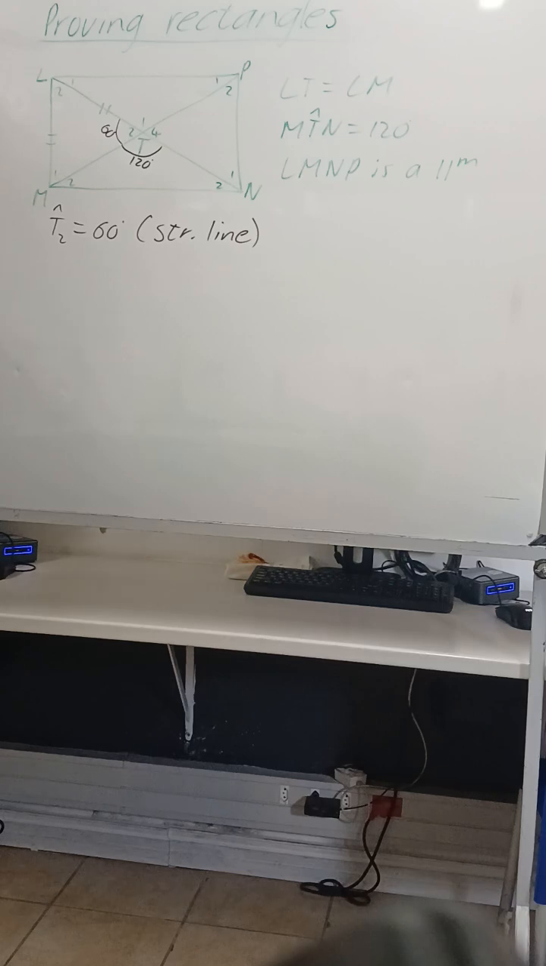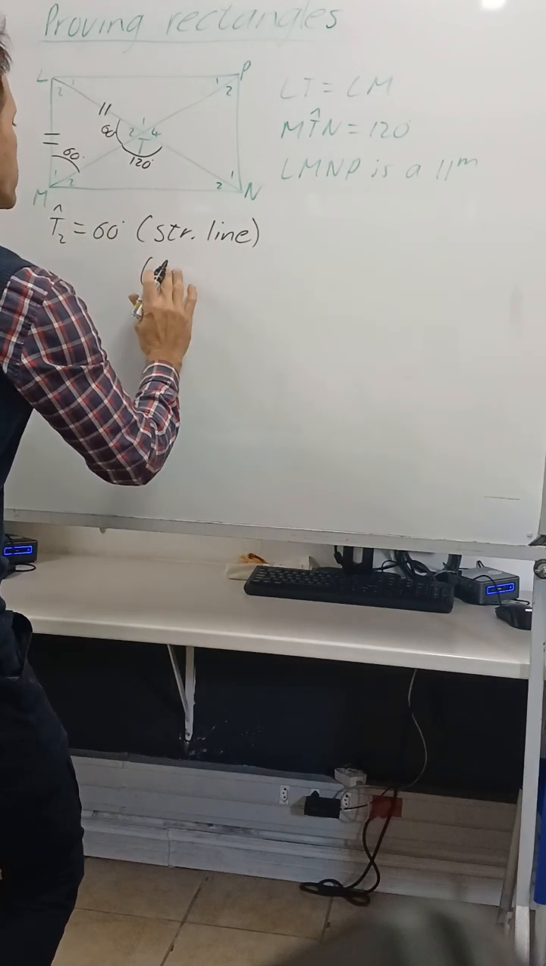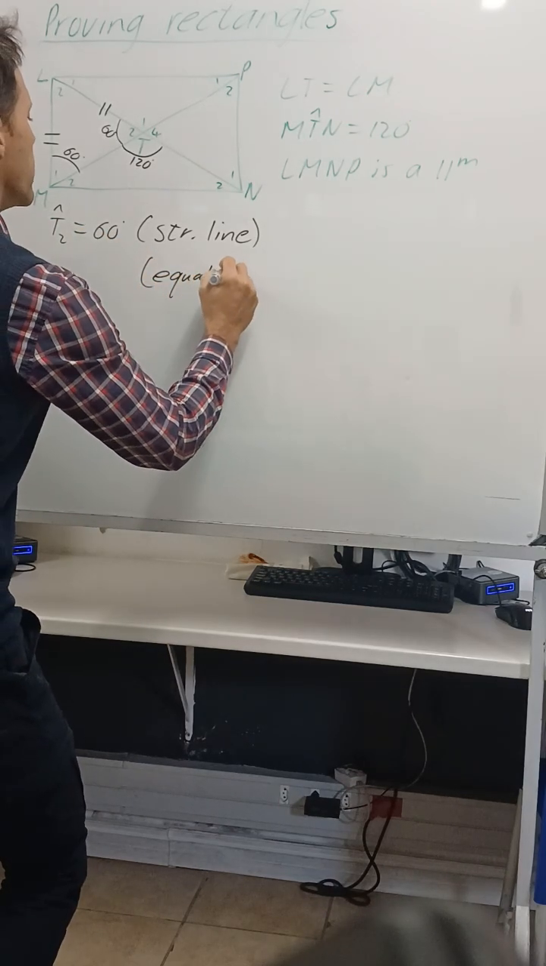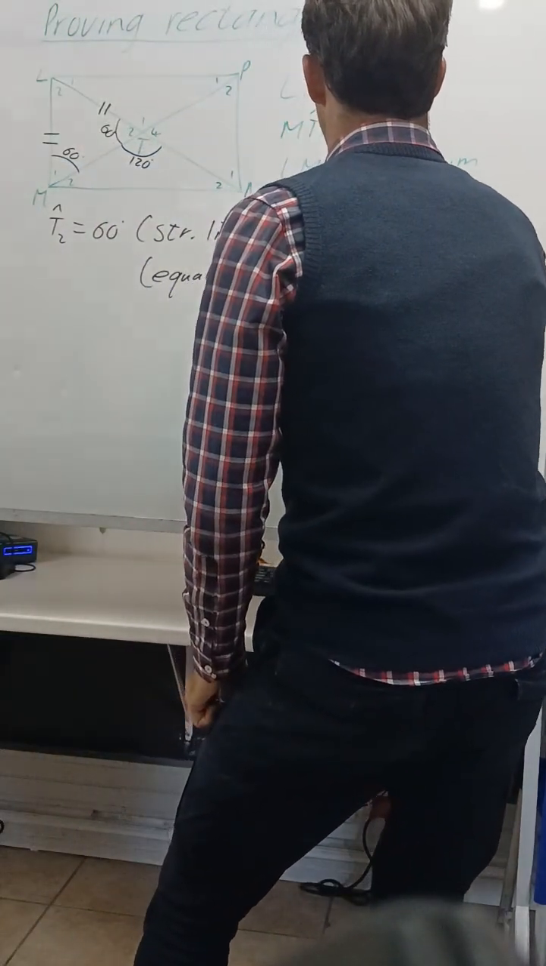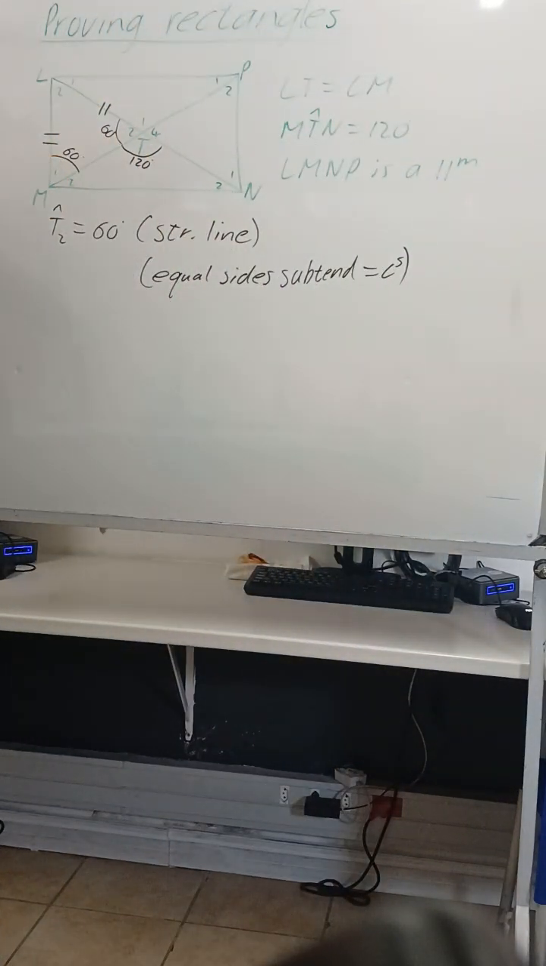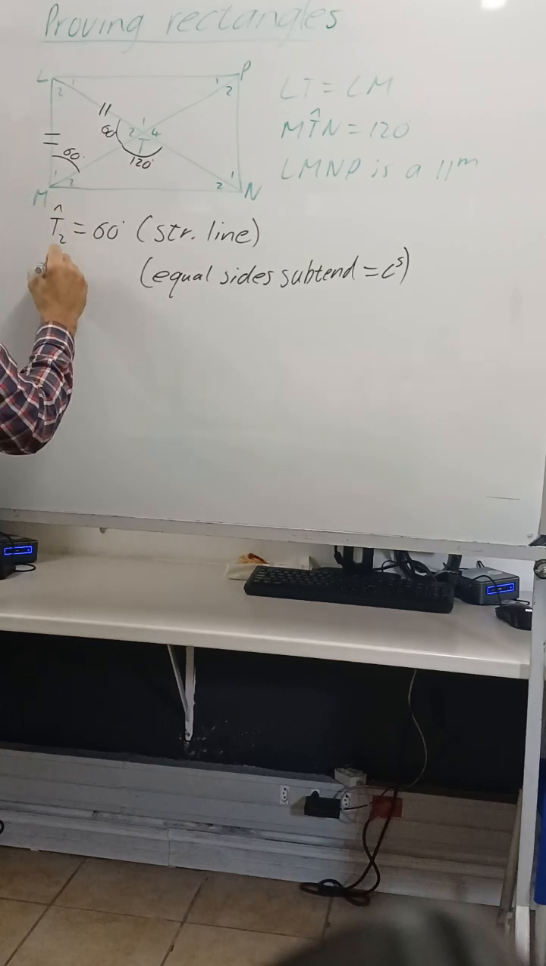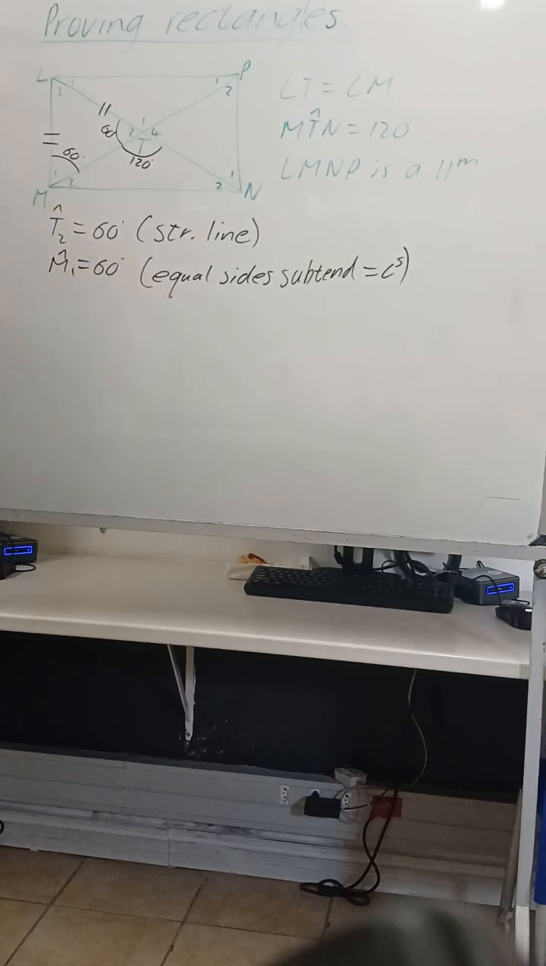Then we can say, but they told me that this side is equal to this side. Which means if this angle is 60, then this one must also be 60. Equal sides subtend equal angles. Equal sides subtend equal angles. So we can say that M1 is also equal to 60 degrees.